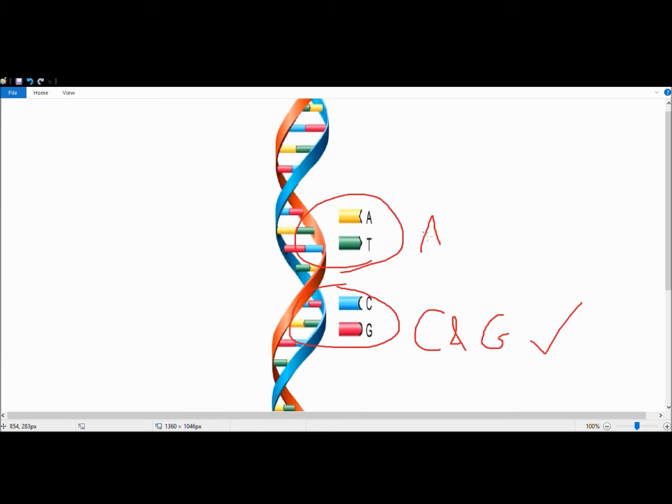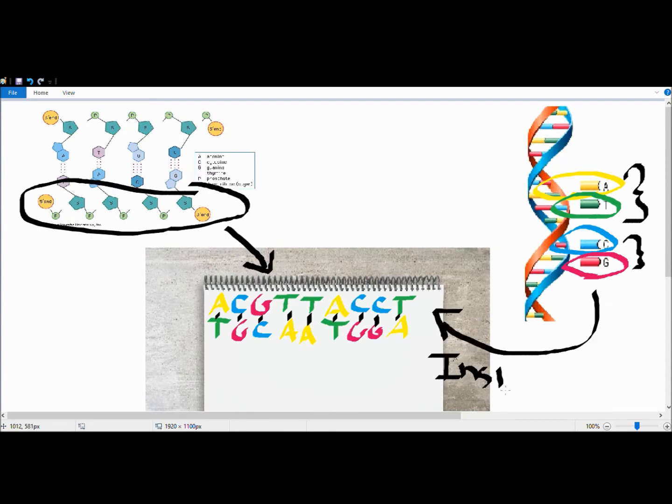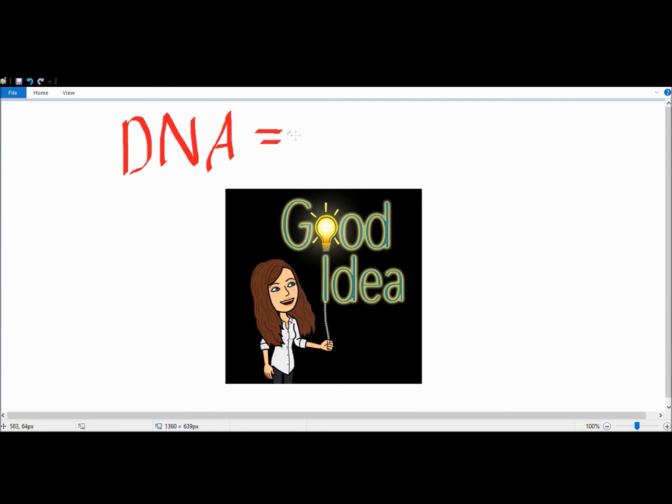A pairs with T, and G pairs with C. These words are inked onto a paper, or the backbone, made of alternating phosphate and sugar residues. This is what gives me my hair color, my eye color, and how tall I am. So, DNA equals me. But what if there is something I want to change about myself?